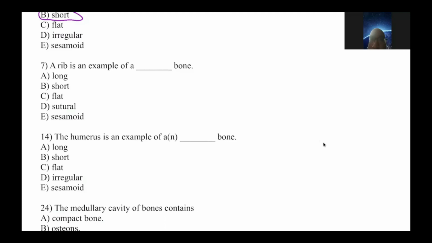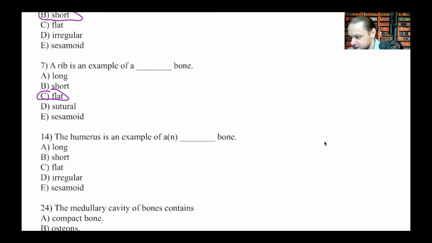A rib is an example of a long bone? So actually, rib is an example of a flat bone. Think about it on the shape, right? Sternum, the ribs. So long bones, what are the long bones? Long bones is your tib fib, your femur, your radius, ulna, your humerus, right? The big bones in your arms, your legs. Sometimes the name helps you to remember.